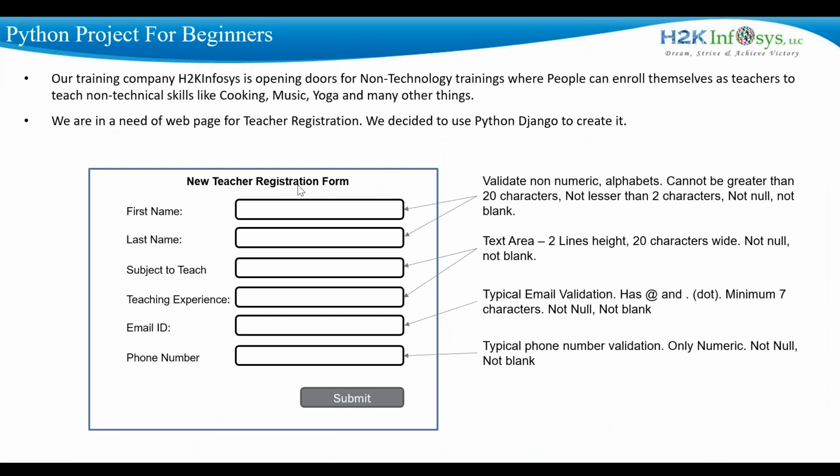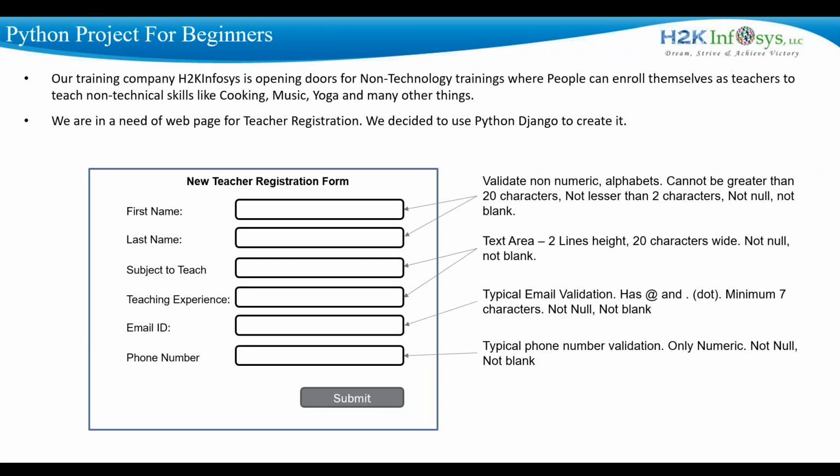Our training company H2K Infosys is opening doors for non-technology trainings where people can enroll themselves as teachers, and they can teach non-technical skills like cooking, music, yoga, and many other things. So we need a web page for this teacher registration. We decided to use Python Django to create such a page. This form will look like this.